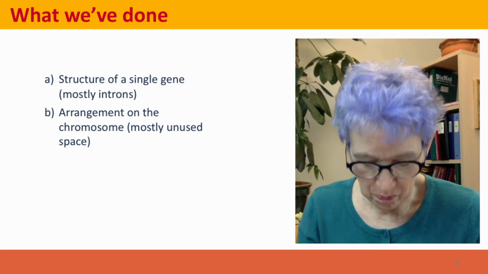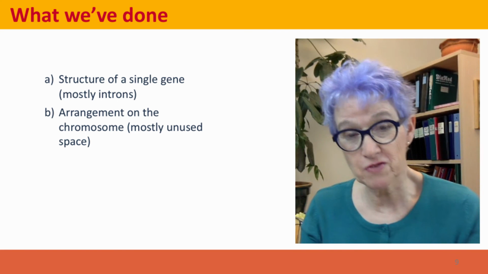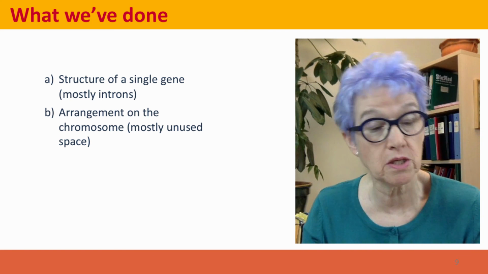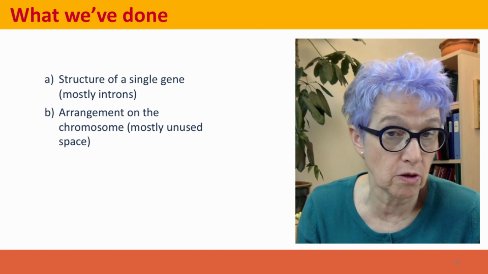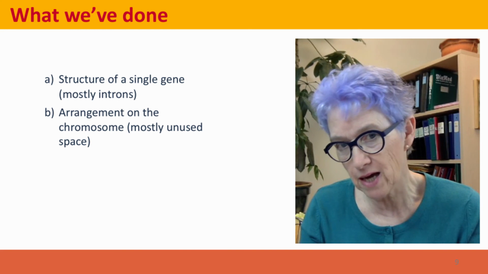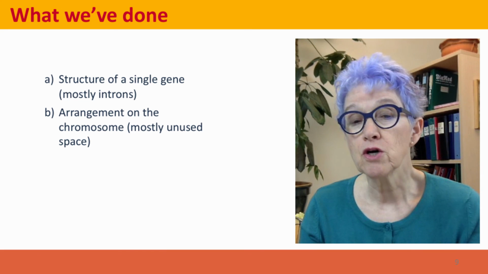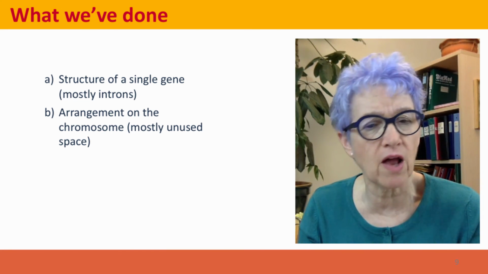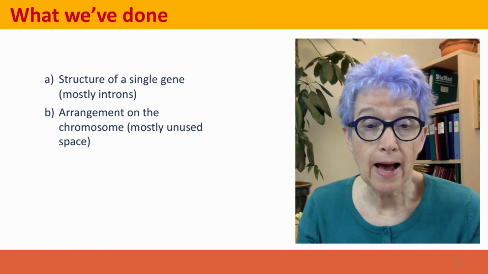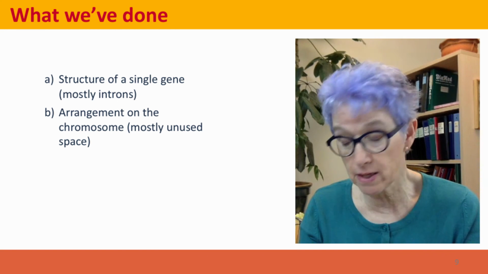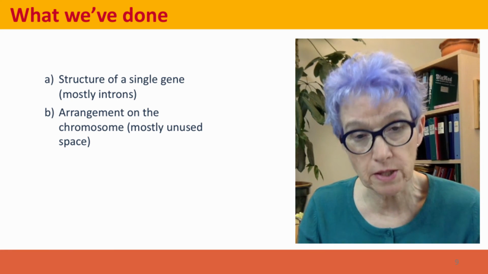Now, what we've done, we've dived into the structure of a single gene on a chromosome. We've seen that the gene's mostly introns, and we've looked at the arrangement of genes over a large scale in the chromosome, seen that most of the chromosome is actually unused space. You'll see this even more dramatically if you look at the chromosome 7 flyover video that's available on the Module 1 page.